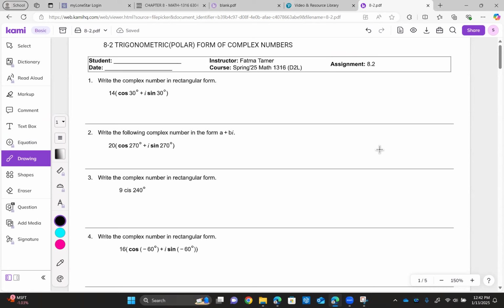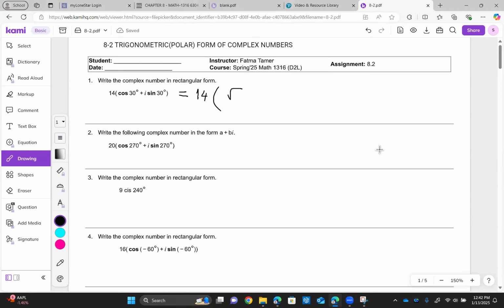First question says, write the complex number in rectangular form. We have this complex number defined as 14 times cosine of 30 plus i sine of 30. This is the trigonometric or polar form of the complex number. We're going to convert it to rectangular form. So we will copy the 14, and now we're going to plug in the value for cosine of 30.